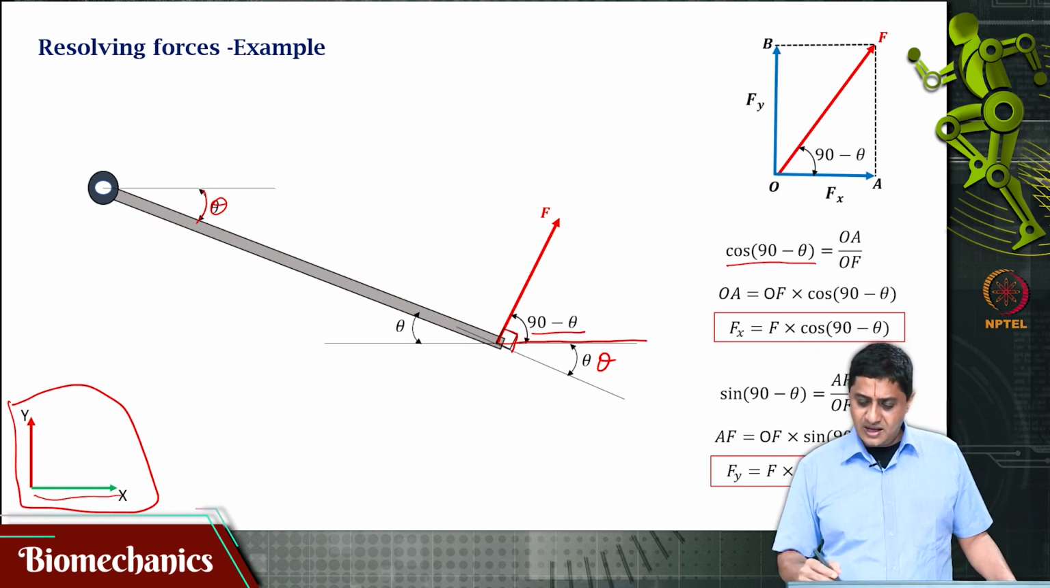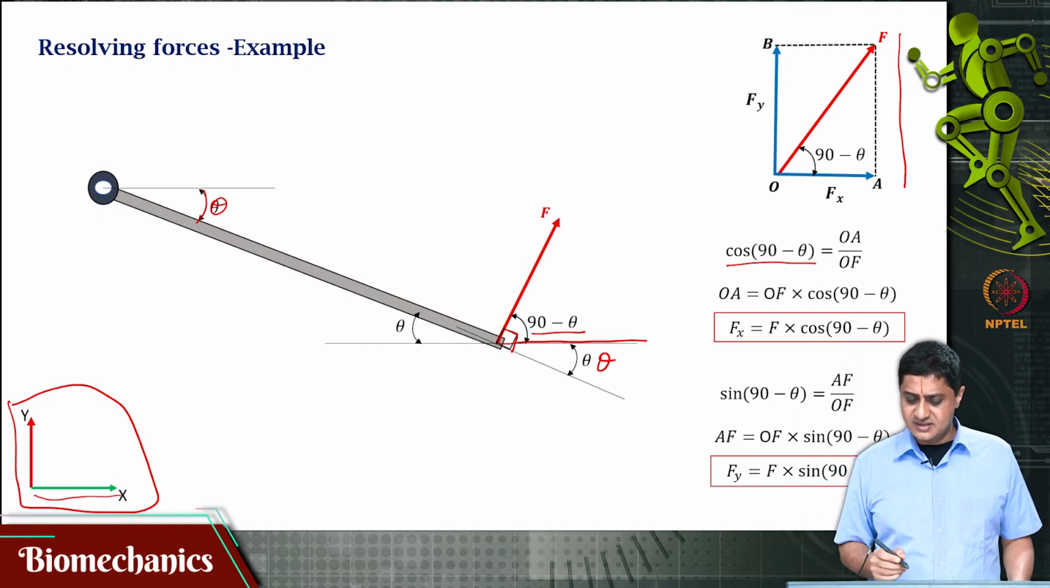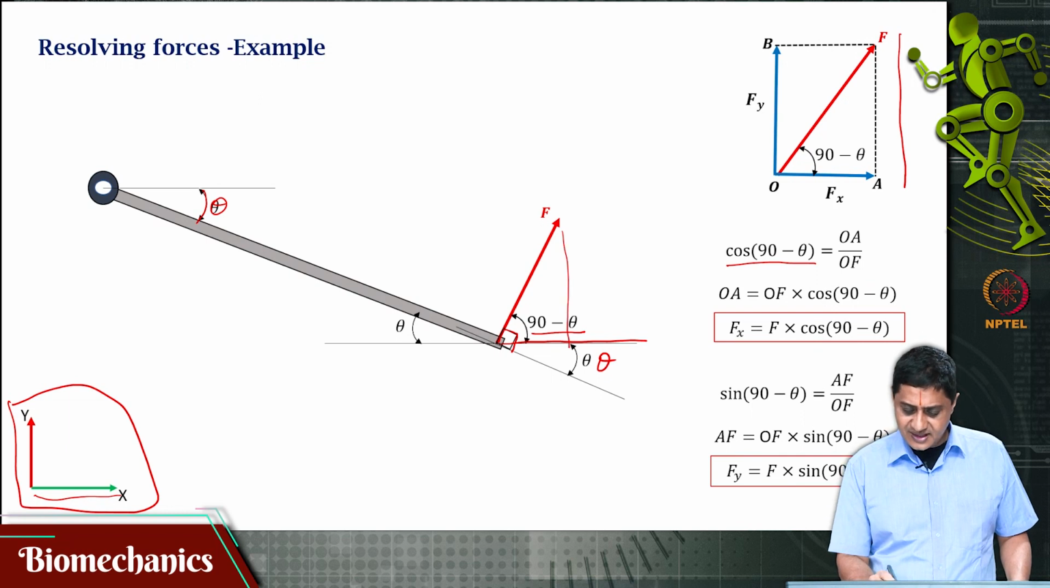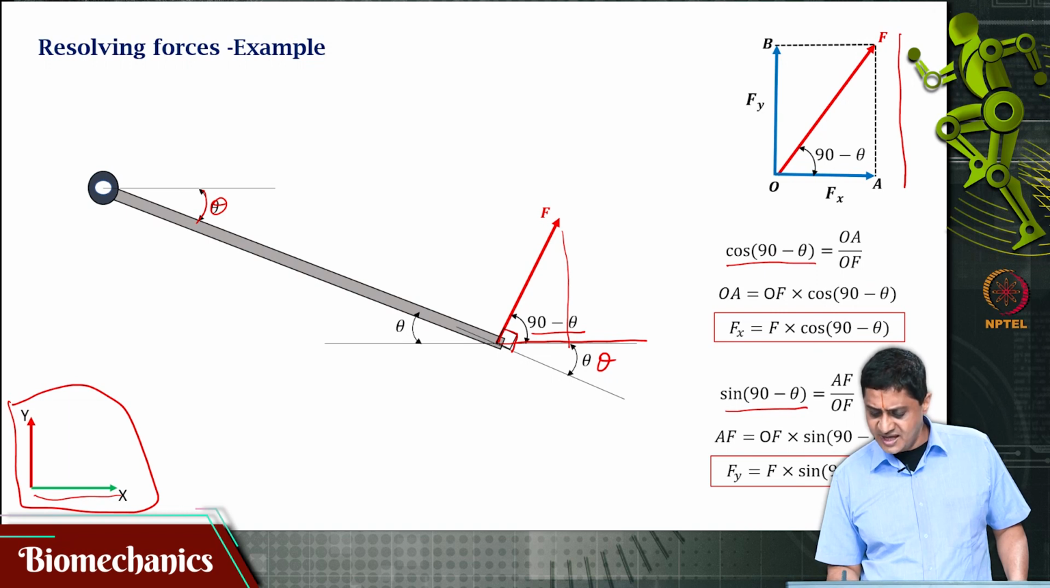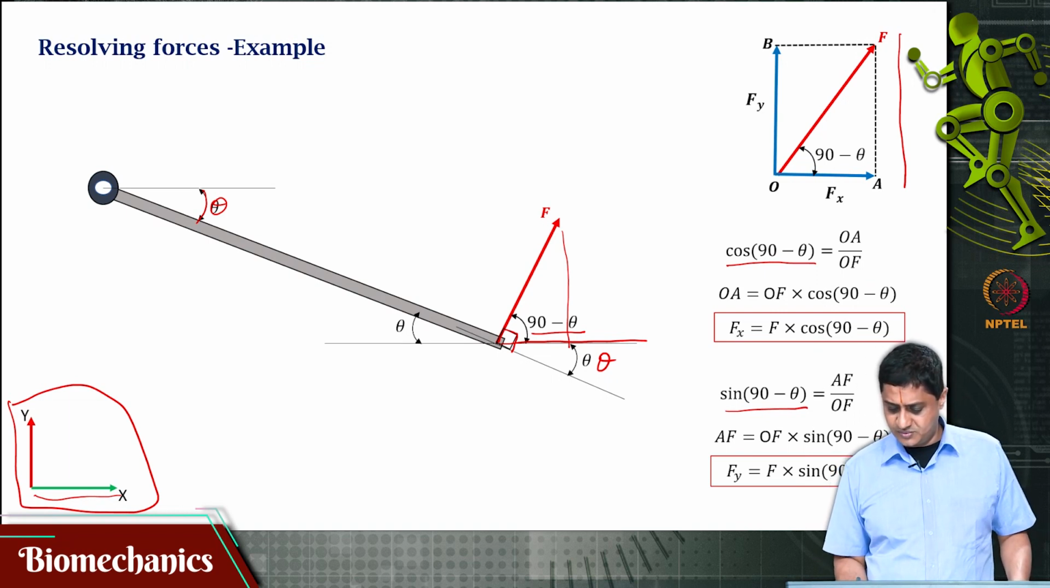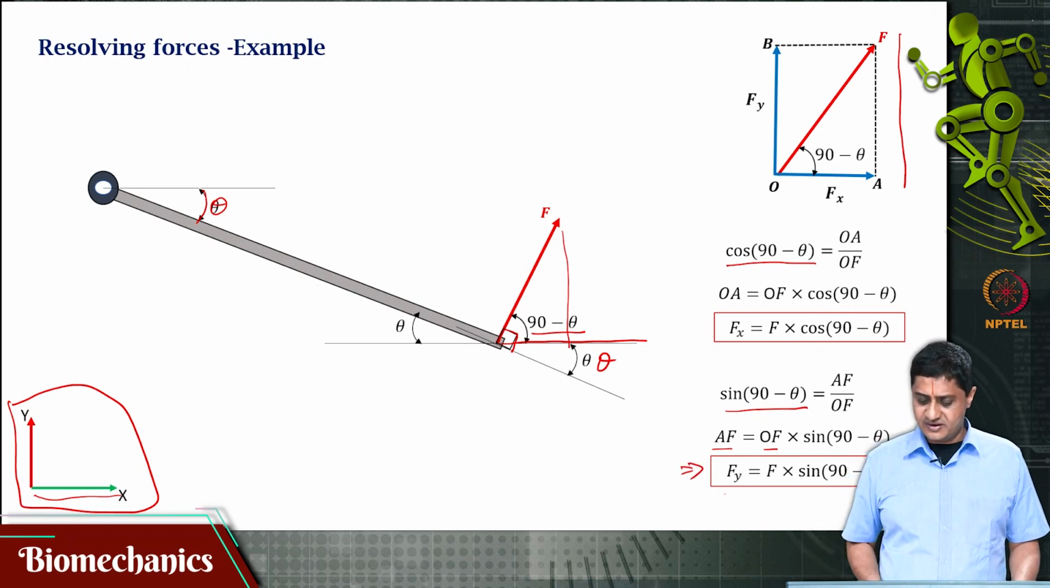Likewise, I am interested in finding that AF, which is sine of 90 minus theta times OF, because sine of 90 minus theta is AF by OF. That would mean that AF is OF times sine of 90 minus theta, but OF is the force F. So, the y component is F times sine of 90 minus theta.